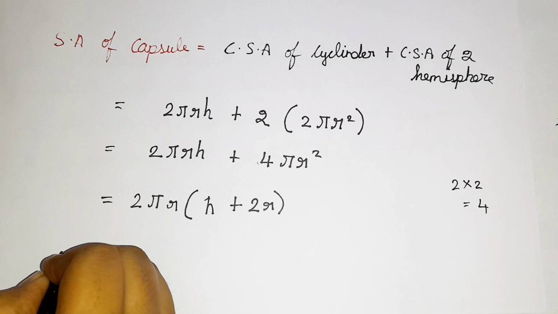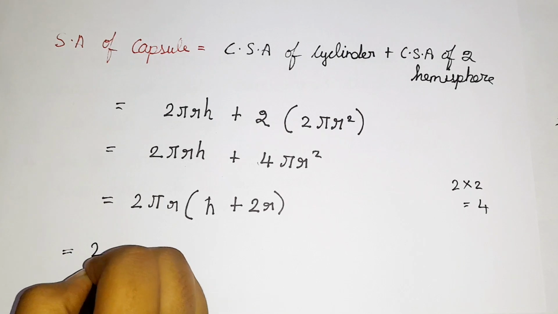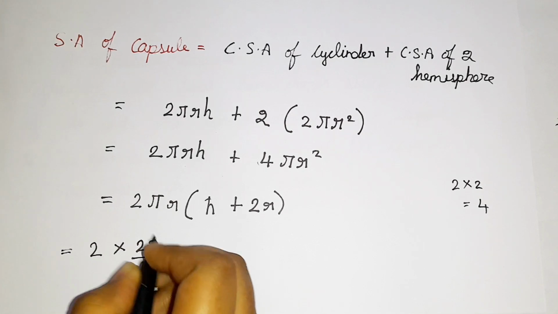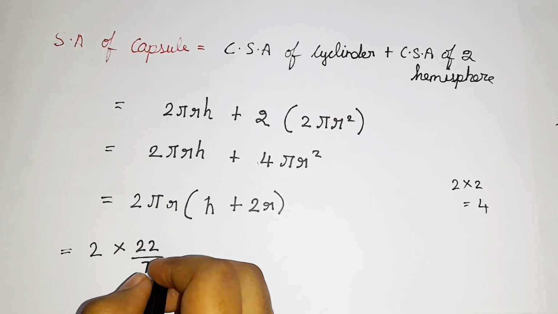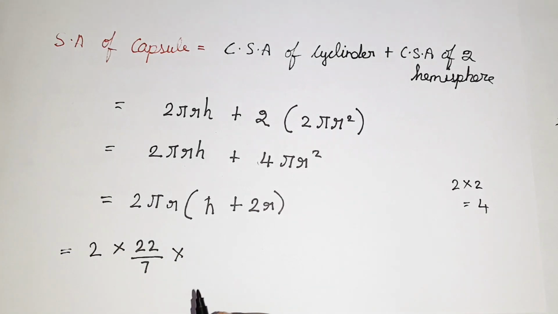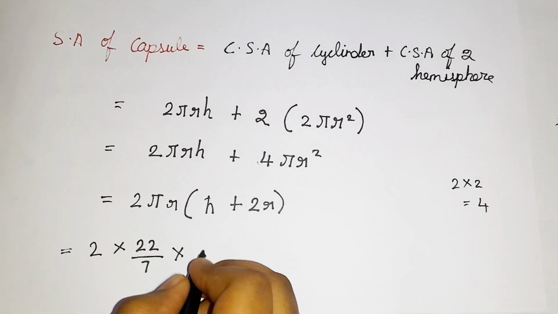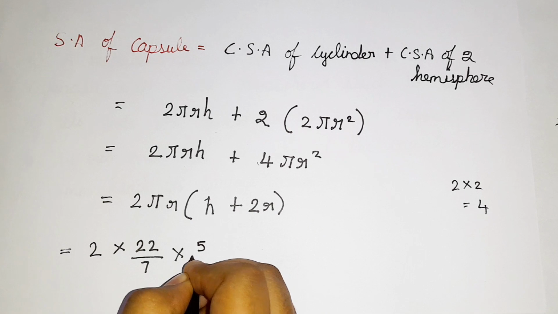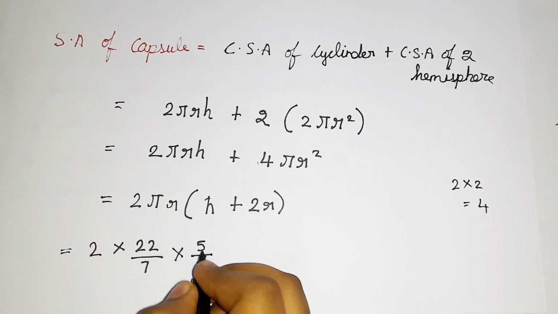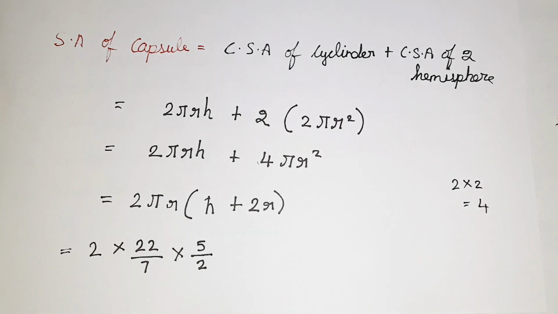So we can write the 2 as it is, and then into 22 by 7. Why? Because the pi value is 22 by 7, into r. I just told you guys, for the radius, I'm going to be taking 5 by 2. Why? Because it is really easy to solve when we take that value. If you want, you can also try it with 2.5. How did I get 2.5? So 5 divided by 2 is 2.5. Am I right? So that is the reason.